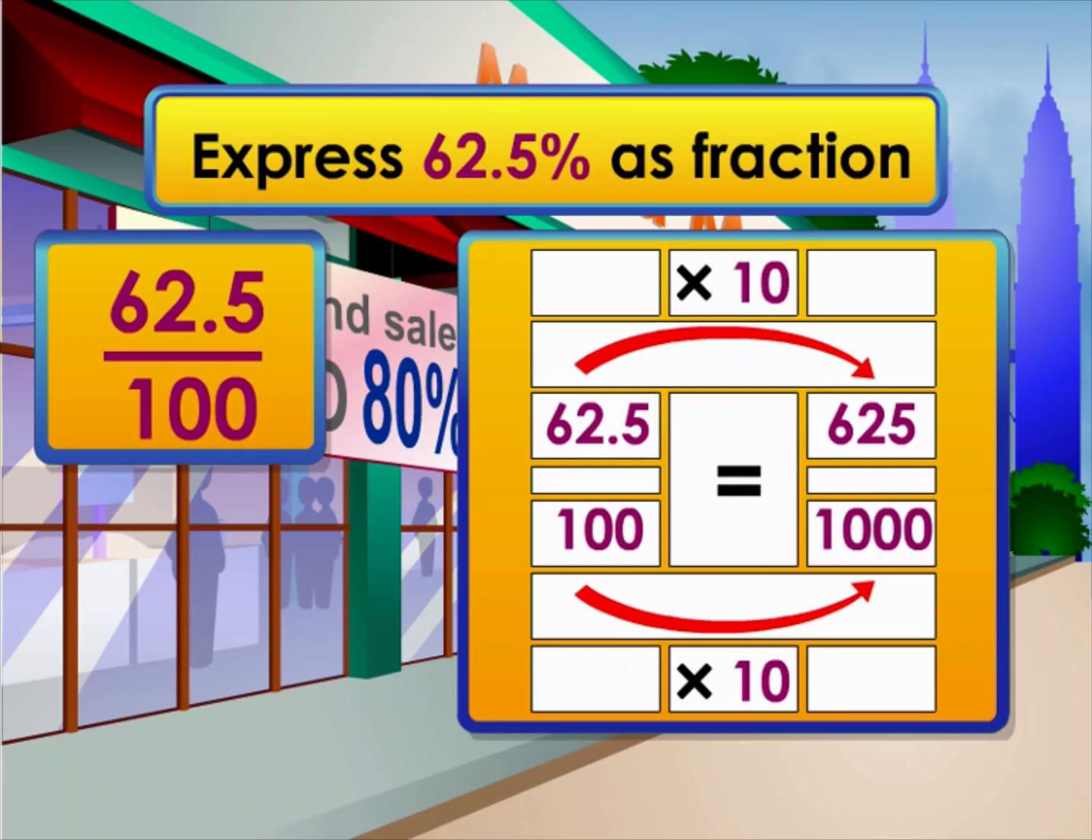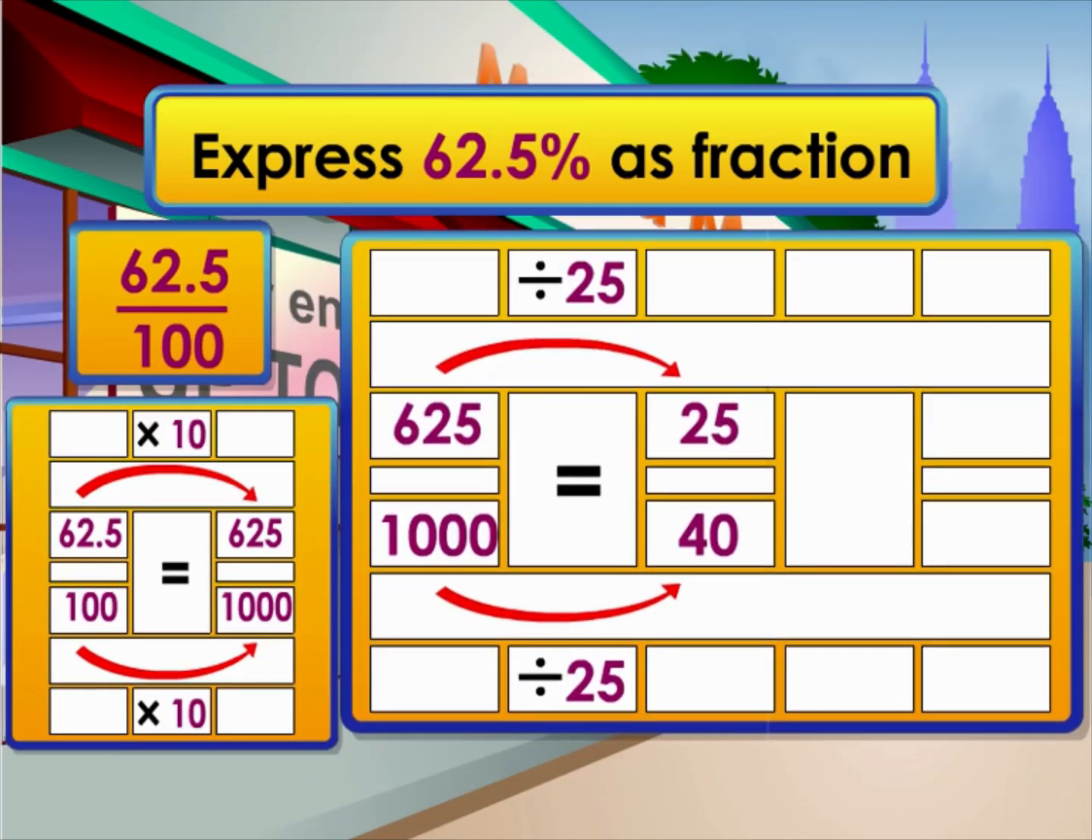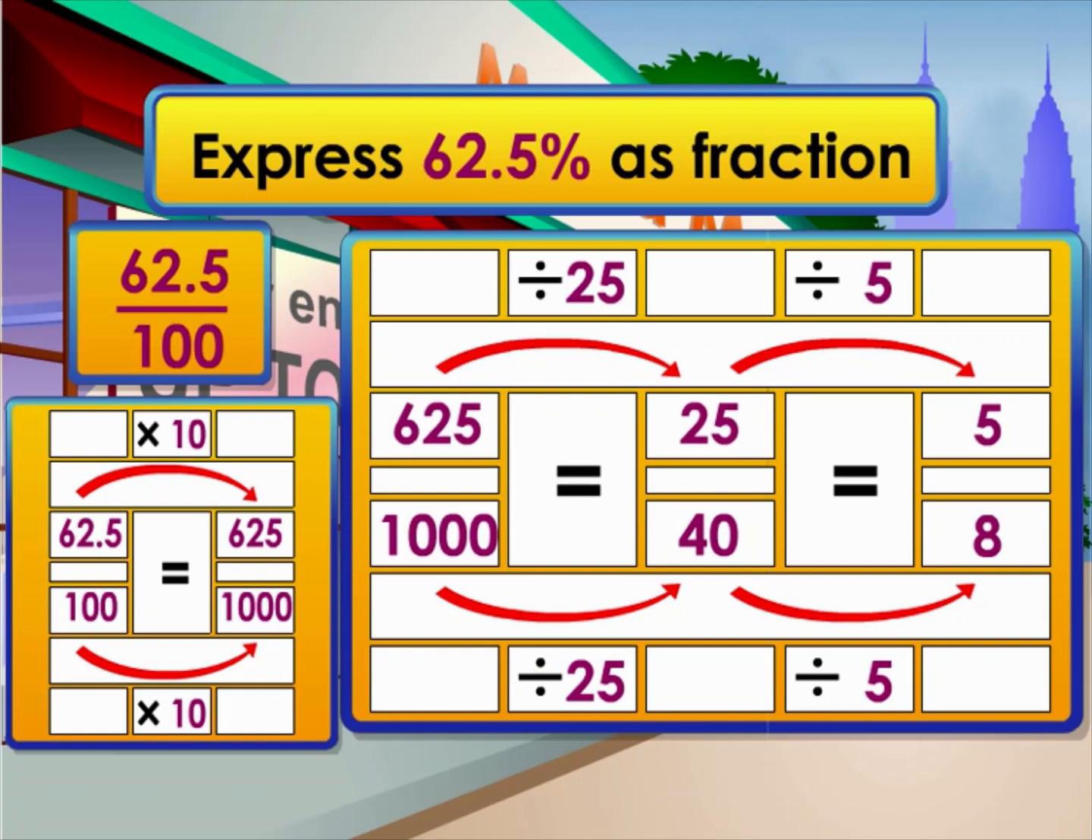Simplify the fraction. Divide by 25 and get a fraction of 25 over 40. Divide this again by 5 to bring the answer to the lowest terms. It took 2 steps to simplify the fraction, but you may be able to do it in one step in a different situation. So, 62.5% to a fraction is 5 over 8.